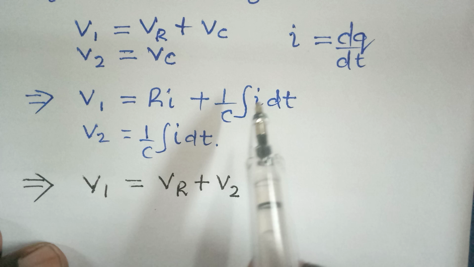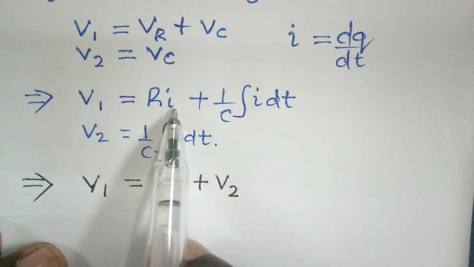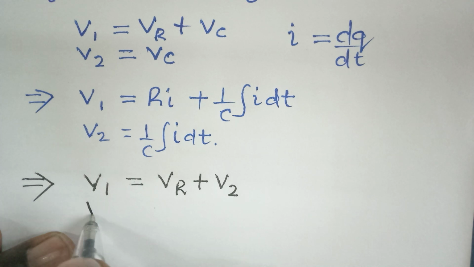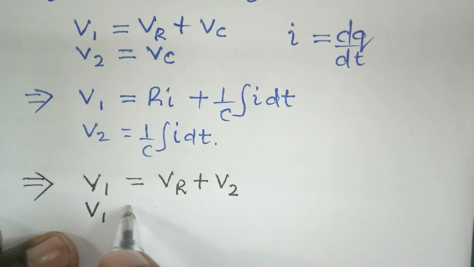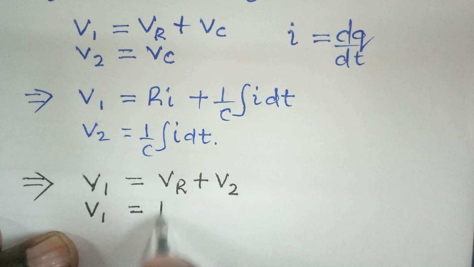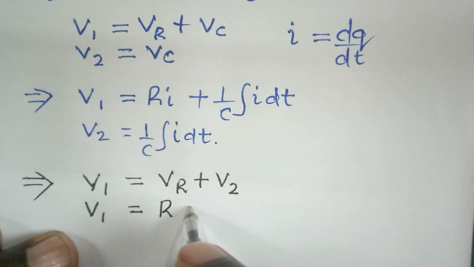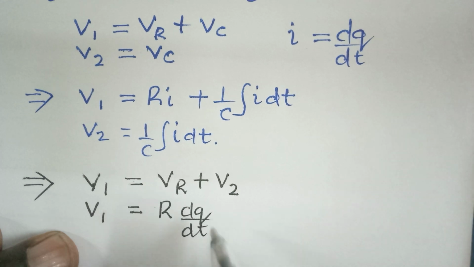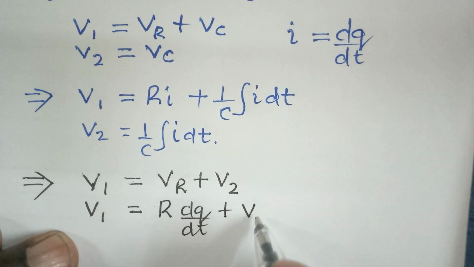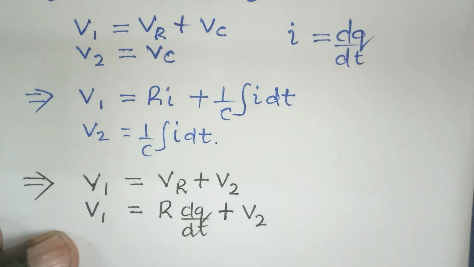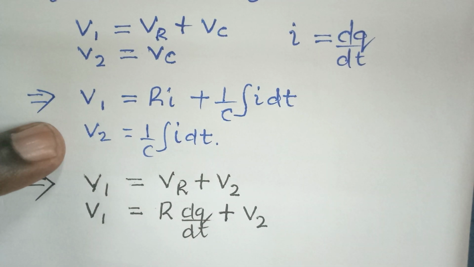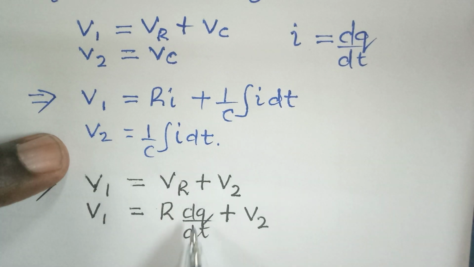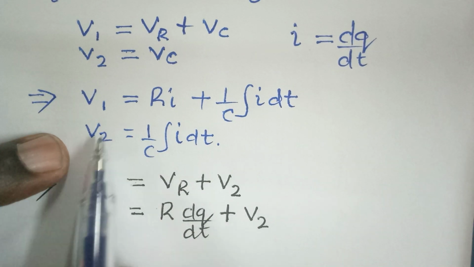Guys, we know that Ri is the same as writing V1 equals R times I, where I is dq over dt, plus the V2, like that. And then we continue, so that we can get dq over dt in terms of V2.